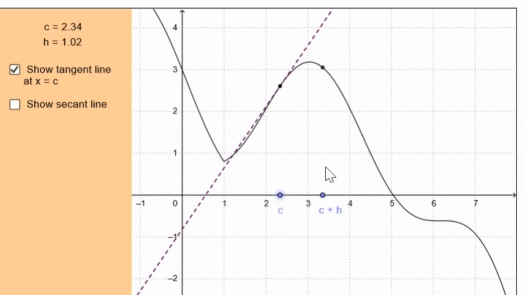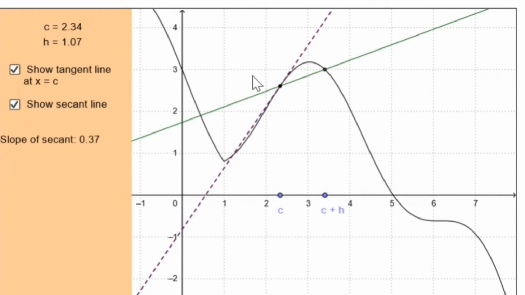And the second point they're calling C plus H. Right? We're starting at C and then adding a little bit on the x-axis, so it's C plus H. And so let's see. There's a box I can click here that says Show Secant Line, and if I click on that, now it's showing me the line connecting C and C plus H. Now, if you see this dotted line in purple that's just sort of touching my graph at C, this is the tangent line to my graph at C.